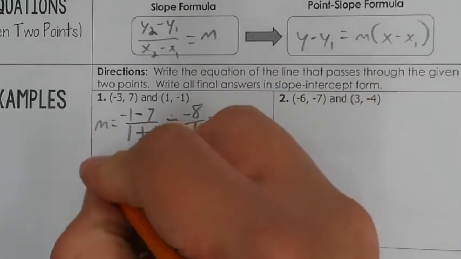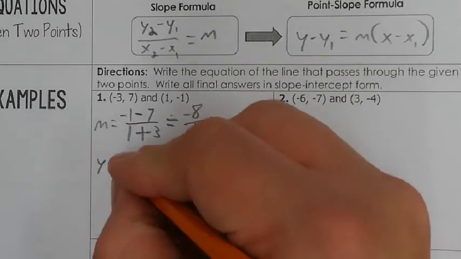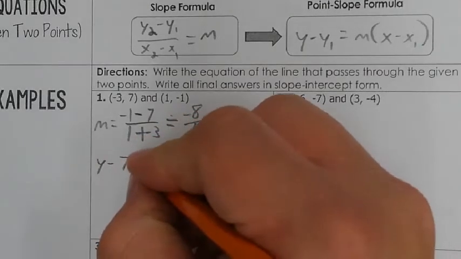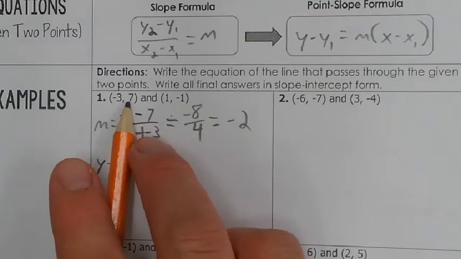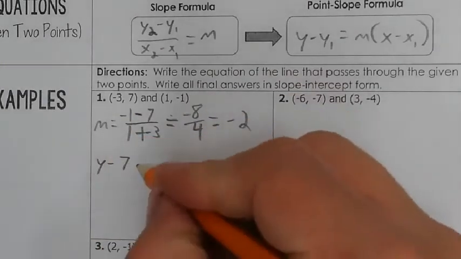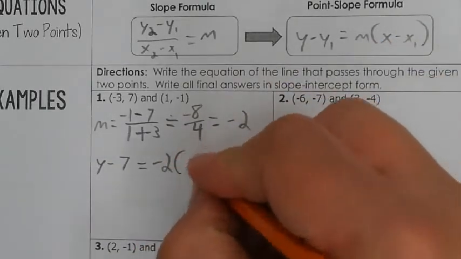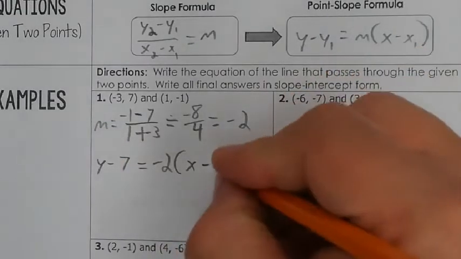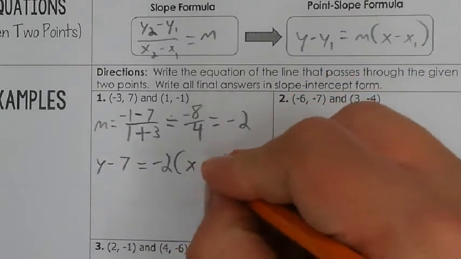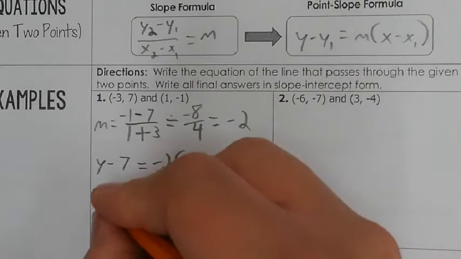So now we have y minus y1. Well, y1 is your 7. Does everybody see where I got the 7? Yeah. Y1 equals m, m is negative 2, we just found that, parenthesis x minus our x1, our x1 is negative 3. So what happens to that minus a negative? That changes to plus.